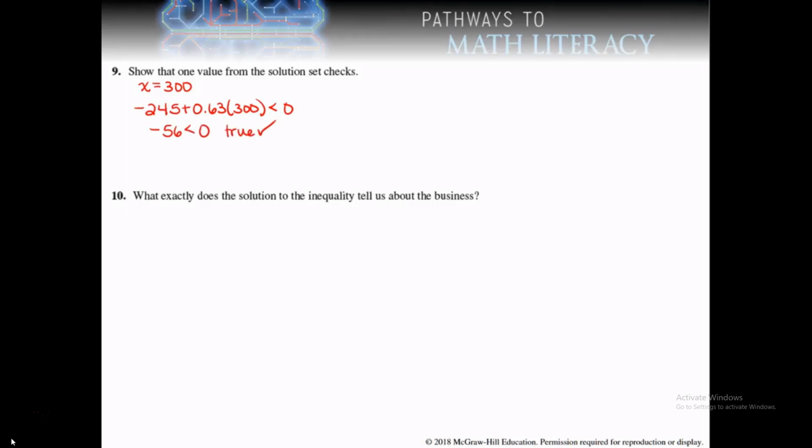And then in 10, what exactly does this solution tell us about the business? Well, it tells us that it's going to lose money or have a profit less than 0 if they sell less than 388.9 snow cones. So that would be really, since there's only whole snow cones, less than 389, or you could say 388 or less.